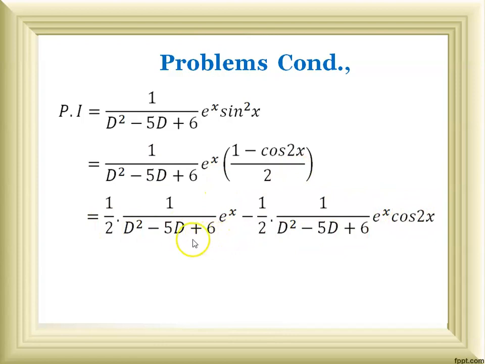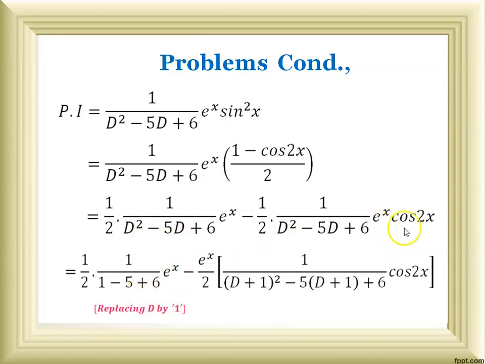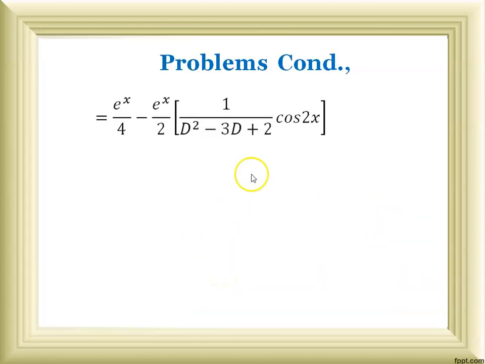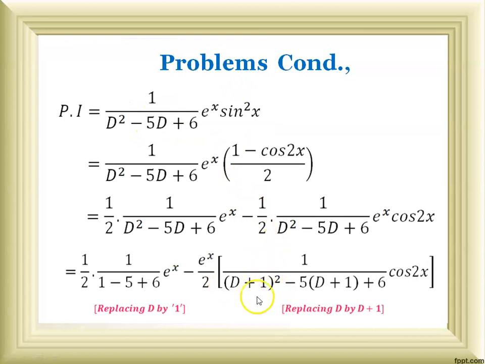So the first term comes under the type 1 category. So here I want to make a replacement, d is equal to 1, and the second particular one comes under the fourth type. So therefore first in place of d I need to replace d plus 1 because here a is equal to 1. So after replacing, I just keep that e power x in the front. So the next step, I am simplifying the denominator in both the first and second terms. I will get in the first term e power x by 4 minus e power x by 2 into the second particular one. Here d plus 1 whole square can be expanded by using the formula a plus b whole square. After opening this, I will get d square plus 2d plus 1.